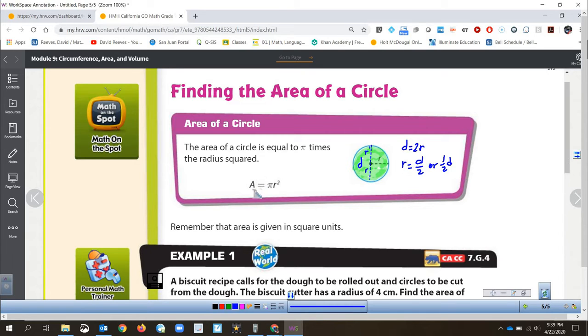So right here, if the area of a circle is pi times radius squared, what do I do if they give me the diameter? I still do pi, but I do pi times, and I take that diameter and I cut it in half, and then I square it. So the area of a circle, you can either do pi times the radius squared, or if you're given the diameter, you could do pi times the diameter divided by 2, or half the diameter squared. All right, so these are the formulas we're going to be using.